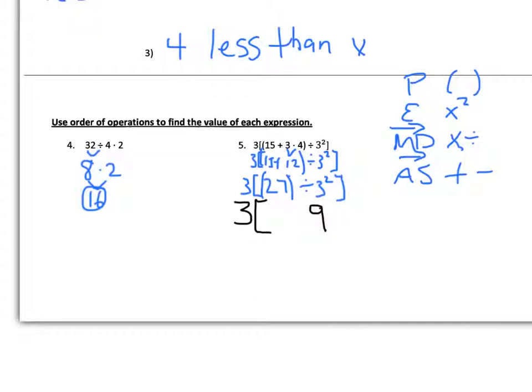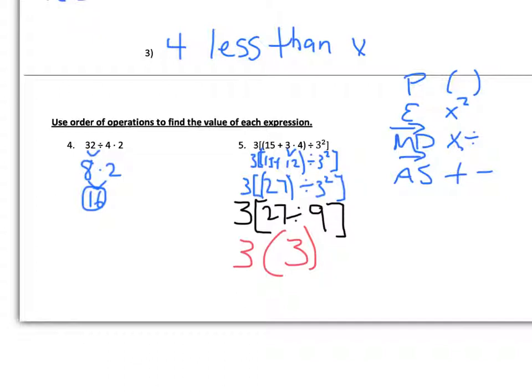Okay, let's bring down the rest. 27 divided by 9. Okay, so here we are. Still have my 3 on the outside of the parenthesis. Then on the inside of the parenthesis, I have 27 divided by 9. So this is the part I'm going to go ahead and simplify first, because again, parenthesis comes before multiplication. So 27 divided by 9 is 3.